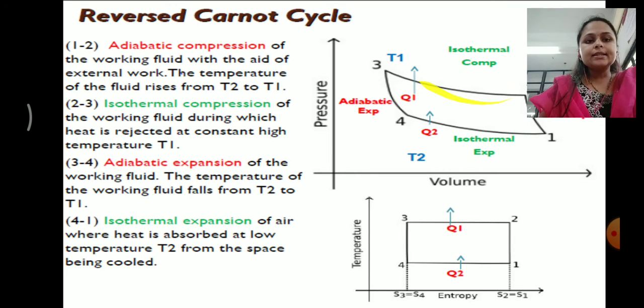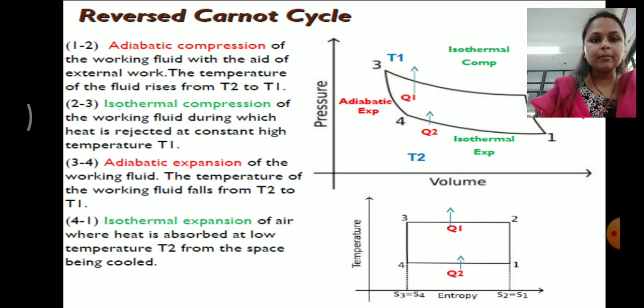Second, that is 2 to 3 process, that is an isothermal compression process, during which heat is rejected from the working fluid at a constant high temperature, means in the condenser heat is rejected. Here it is represented by the Q1, and in the 3-4 it is expansion process.